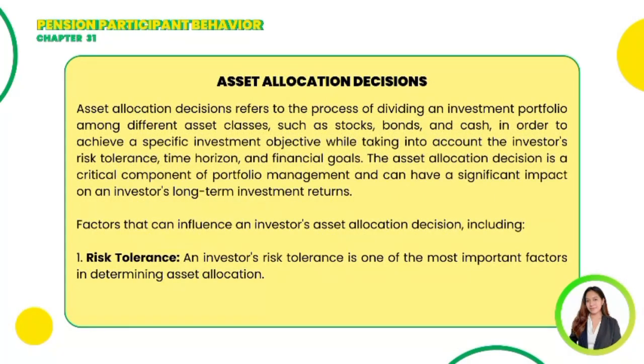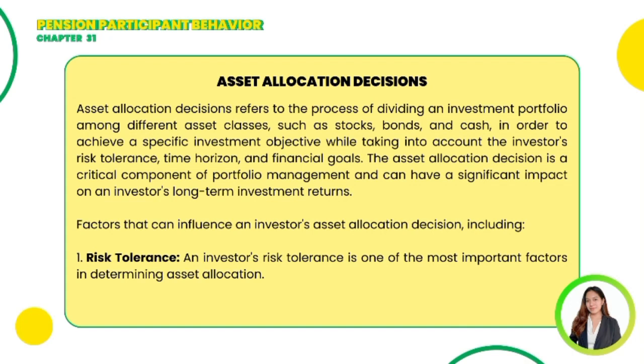Next topic would be asset allocation decisions. Asset allocation decisions refer to the process of dividing an investment portfolio among different asset classes, such as stocks, bonds, and cash, in order to achieve a specific investment objective while taking into account the investor's risk tolerance, time horizon, and financial goals. The asset allocation decision is a critical component of portfolio management and can have a significant impact on an investor's long-term investment returns.